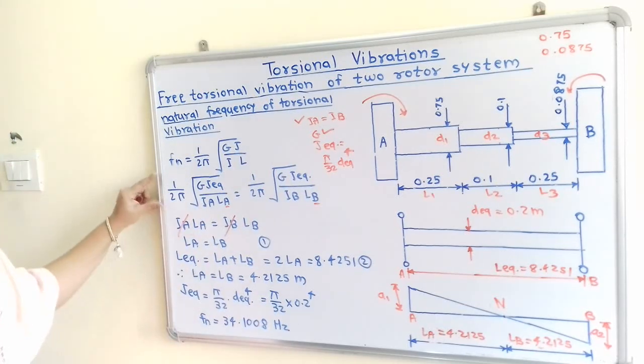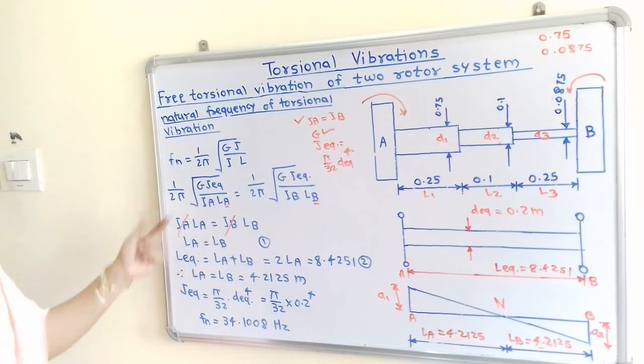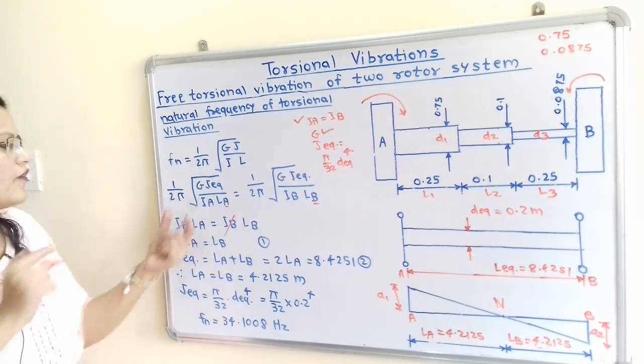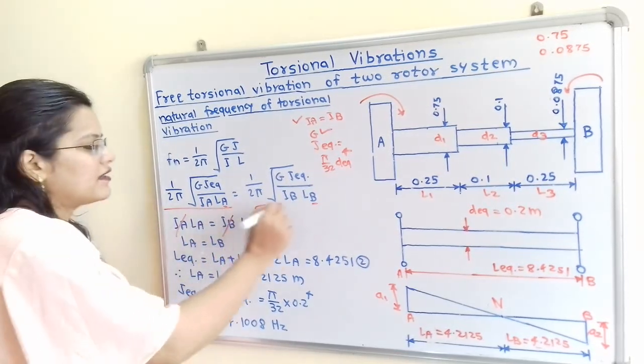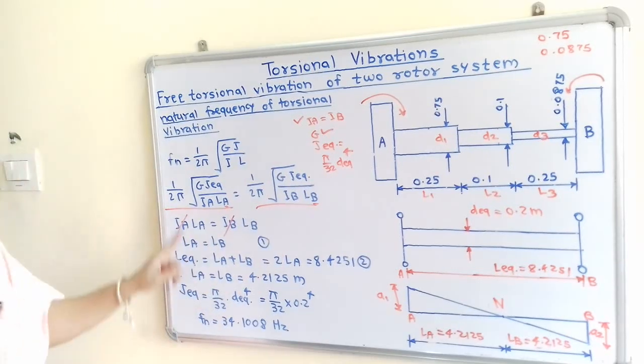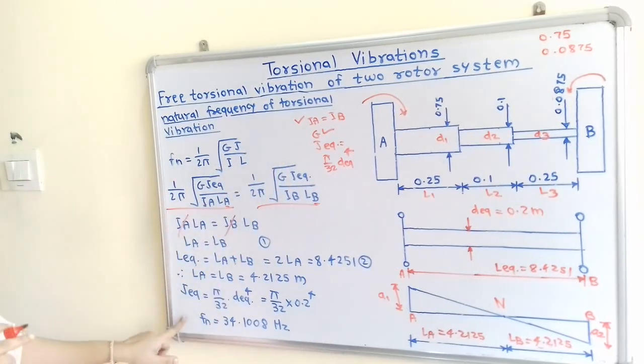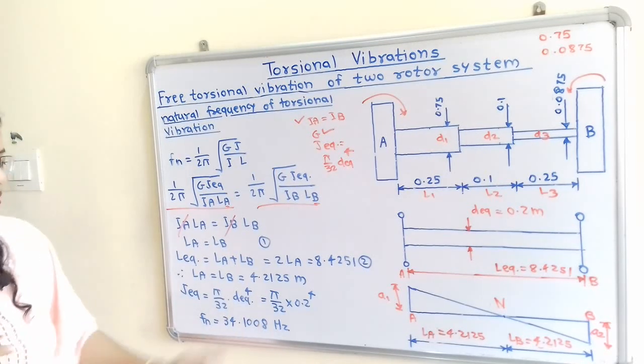So we can easily calculate this natural frequency. So we can take any one formula. We can take this first term or we can take the second term because both are equal. So when we put the values, then we will get the answer, that is 34.1008 Hertz.